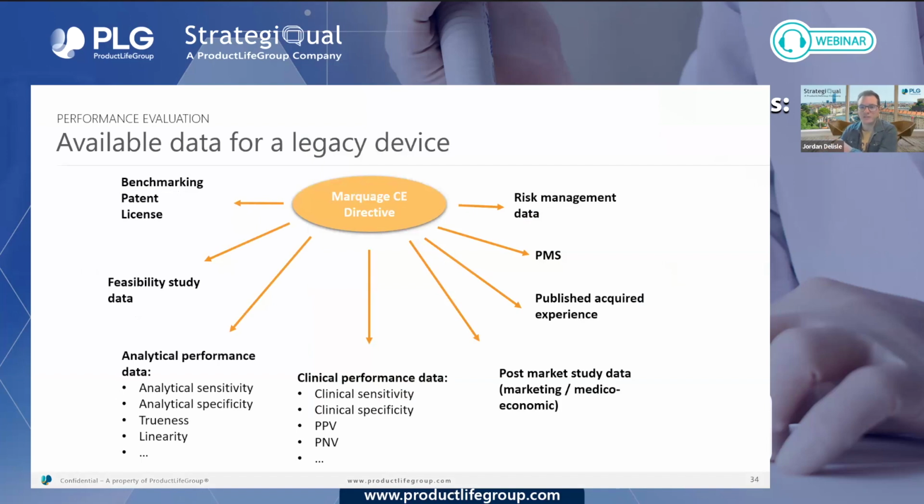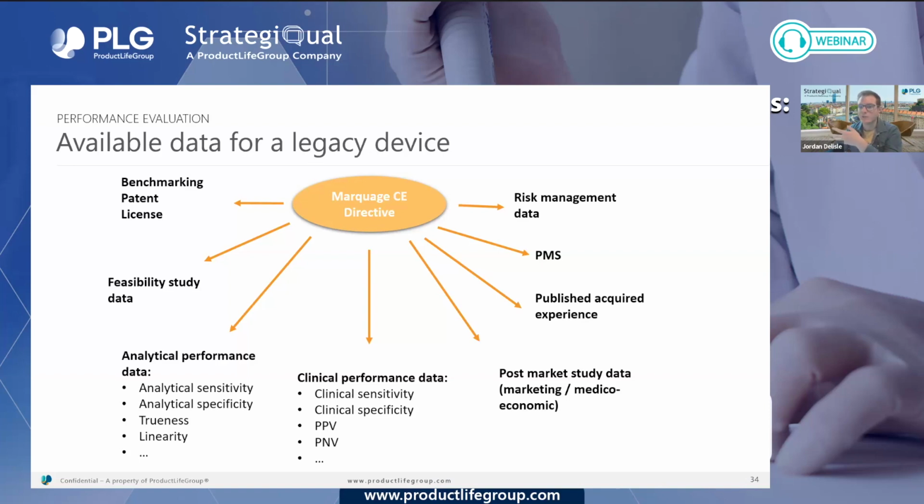Indeed, a legacy device is one for which analytical performance data, clinical performance data, design data such as data from feasibility study or risk management study are available. But also, potentially, data acquired after the product was marketed, such as PMS data, or data from medical economic studies or clinical studies carried out with the device by users of the device, etc. We therefore potentially have a mass of data which in theory should facilitate the scientific demonstration of the clinical benefit and safety of the IVD.